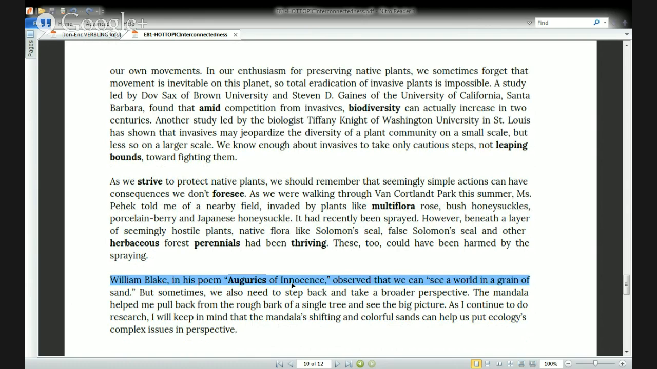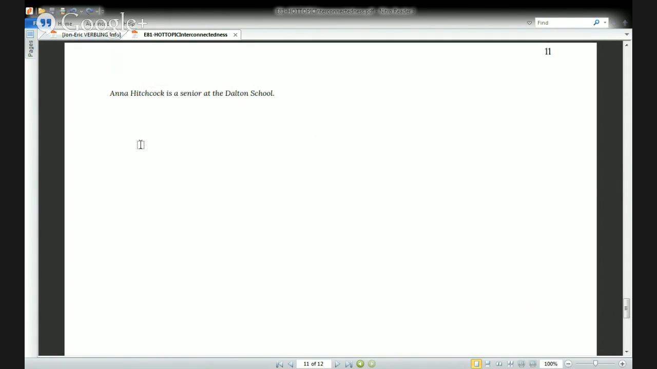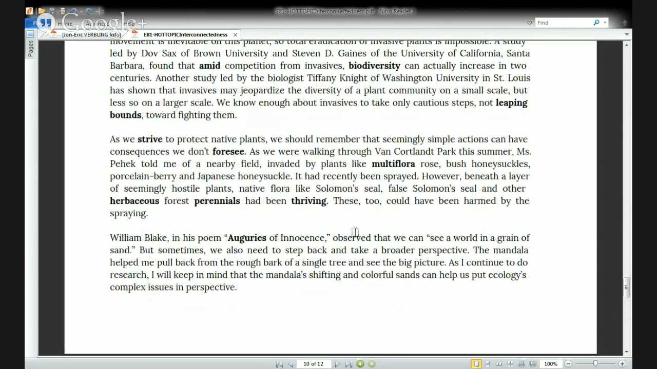William Blake, in his poem Auguries of Innocence, observed that we can see the world in a grain of sand, but sometimes we also need to step back and take a broader perspective. The mandala helped me pull back from the rough bark of a single tree and see the big picture. As I continue to do research, I will keep in mind that the mandala's shifting and colorful sands can help us put ecology's complex issues in perspective. There you go. And that's her article, and you can see Anne Hitchcock is a senior at the Dalton School. So this is written by probably an 18-year-old or 17-year-old girl who's doing an internship.